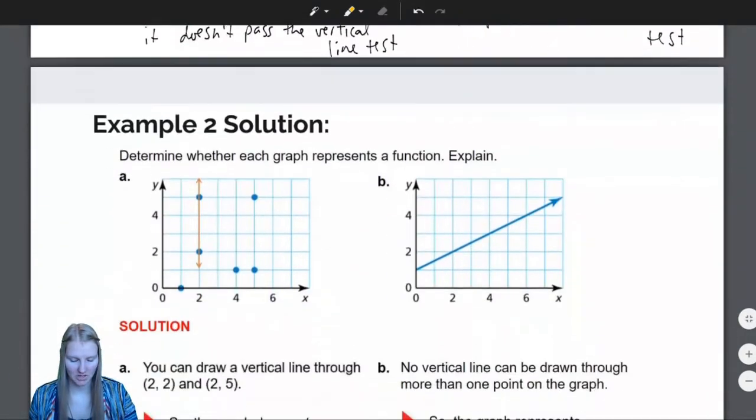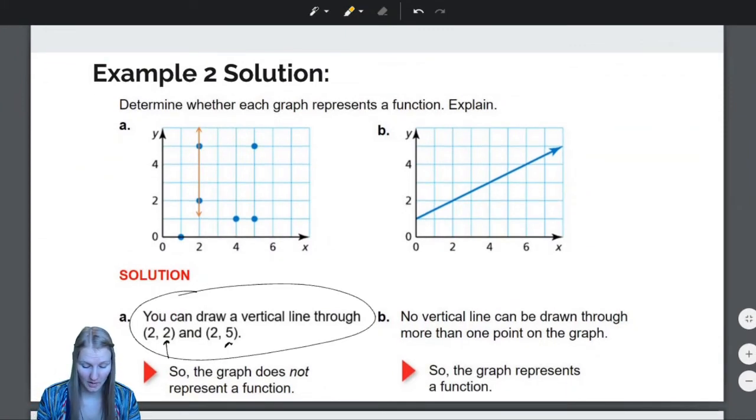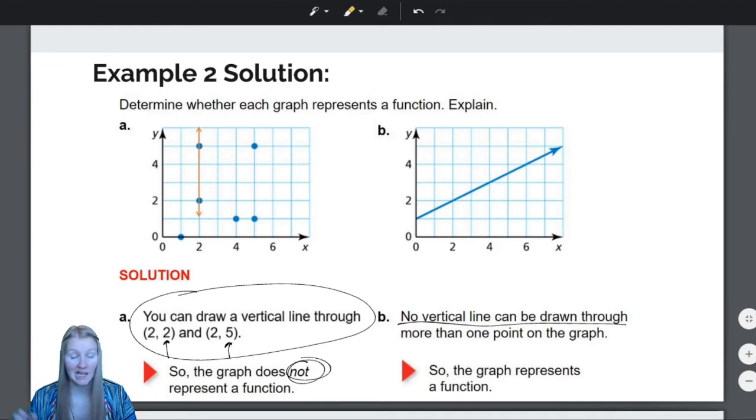Okay, let's check and see if we were right. You can draw a vertical line through 2 points, so the graph does not represent a function. And no vertical line can be drawn through more than 1 point. So, it is a function. Yay, we were right.